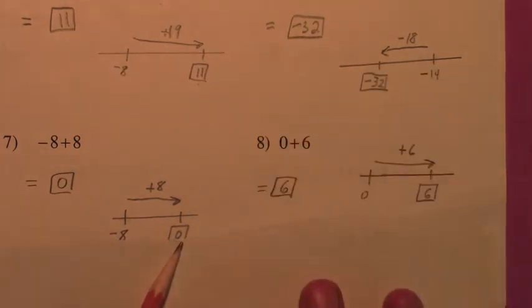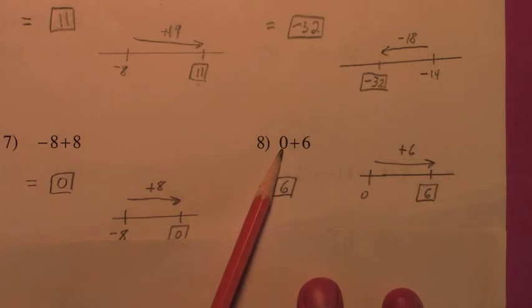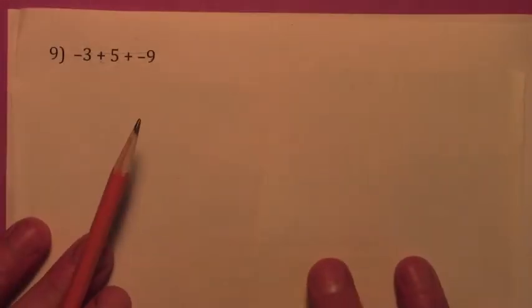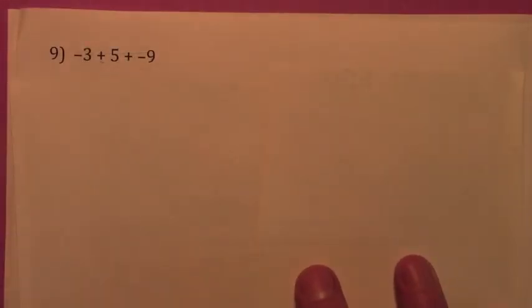How about 0 plus 6? If you don't win anything, then you win 6. You have a total of $6. Or you start at 0, move 6 to the right, you end up at 6. So there's different ways of looking at addition. And frankly, the more ways you can think of it, the better. The deeper your understanding, which is what you're trying to do here.